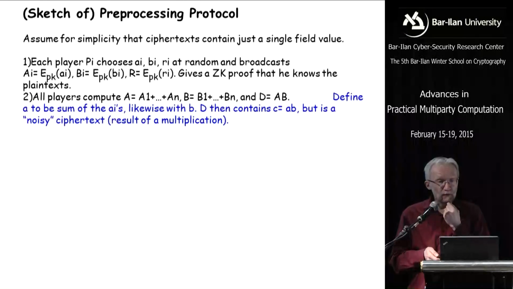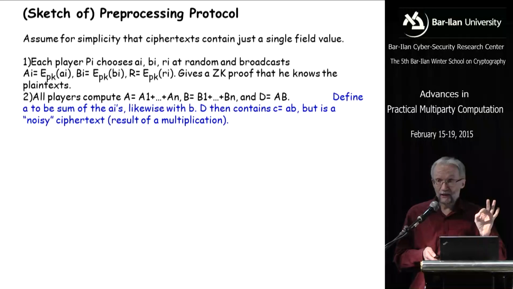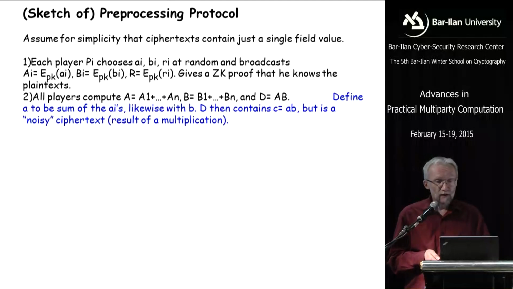Okay, so now everybody just adds up the a's and the b's. So we now get a ciphertext A that contains the sum of the contributions from all the players, similarly for B, and now we just multiply those two ciphertexts, right? So of course, if I define A to be the sum of all the ai and likewise with B, then D will contain A times B. It is unfortunately a noisy ciphertext because it's the result of a multiplication.